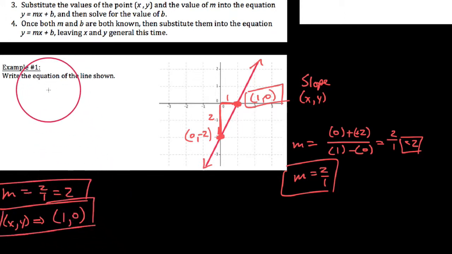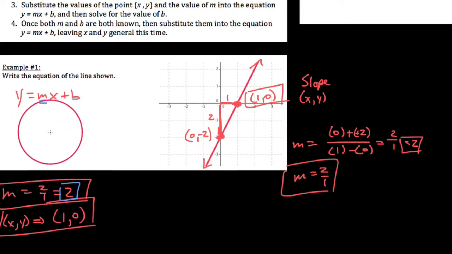Okay. So now that I have this, let's take a look at steps 3 and 4 here. It says substitute the values of the point x, y and the value of m into the equation y equals mx plus b, and then solve for b. So the one thing I want to notice here is this. If our whole goal is to write the equation, then what we need to know are m and b. In this case, the good news is we've already discovered m. We could actually just put this in right there. But the other thing is this. I need to know b.